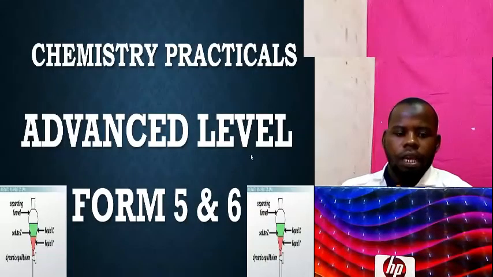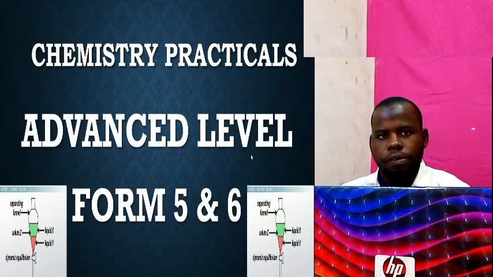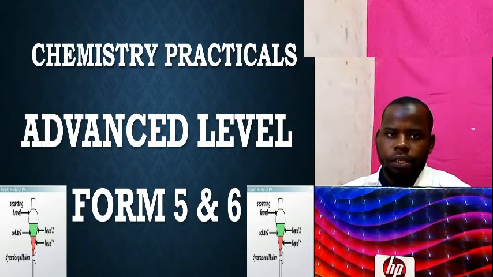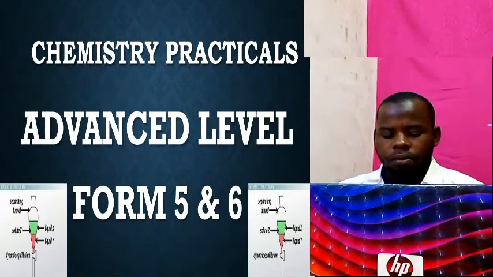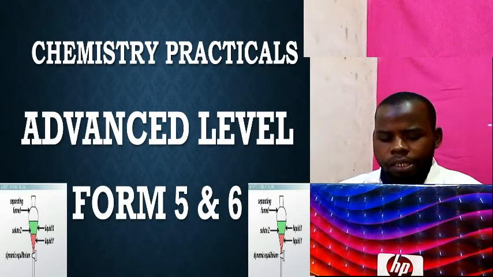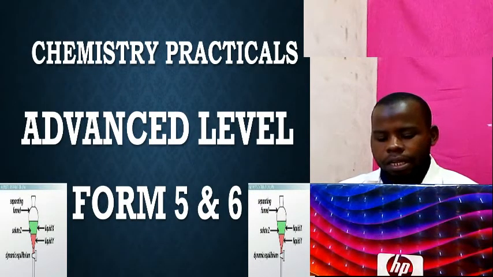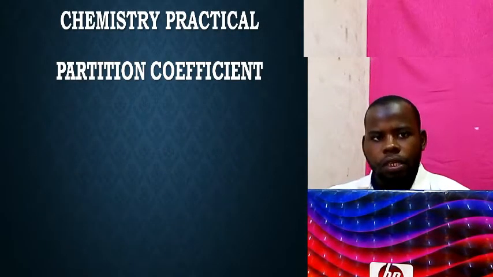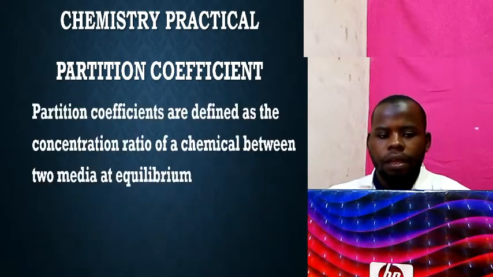So advanced level, form 5 and form 6, you look, that is a partition. You see the funnel, there are two layers. What do we mean when we use the term partition in our lesson for today? Chemistry practical, partition coefficient. What is partition coefficient? Partition coefficient is the concentration ratio of a chemical between two media at equilibrium.